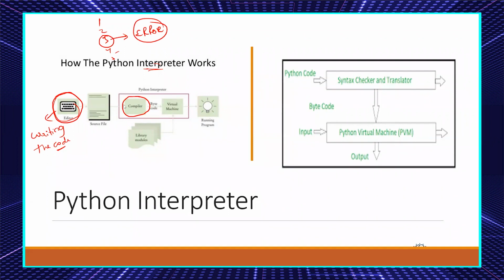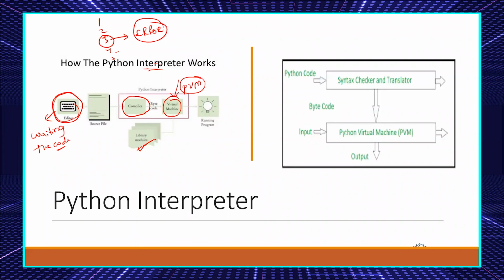So the compiler, with the help of the kernel, will convert the high level programming language into the low level programming language. Then it will go to the virtual machine, the Python virtual machine, which we call PVM. What is PVM? PVM works with the help of large standard libraries. See here, large standard libraries.